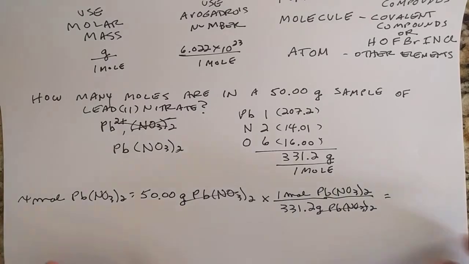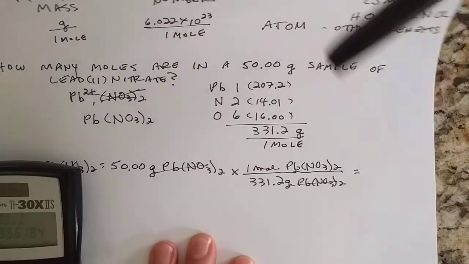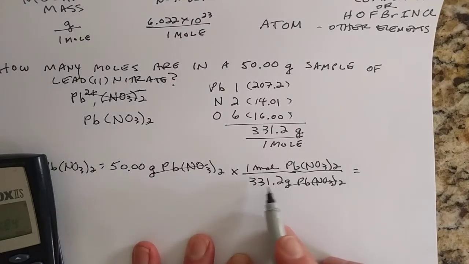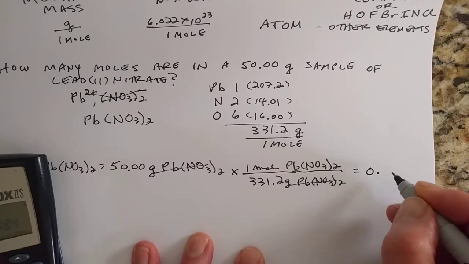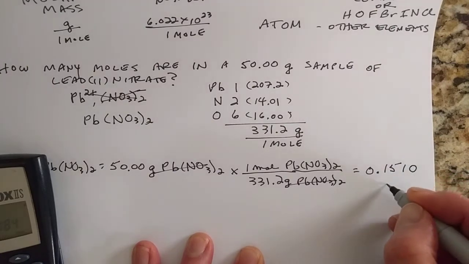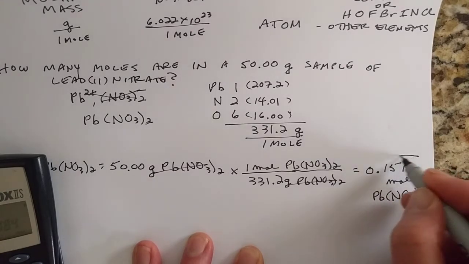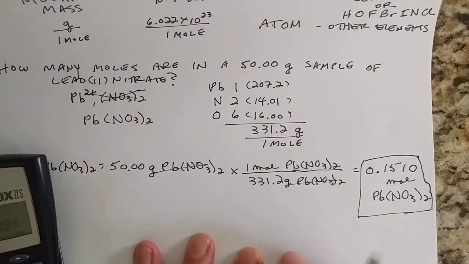We put in our equal sign and we do our calculation. So 50 divided by 331.2 equals. All right, and we want to make sure that we do the correct number of significant figures. So 50.00 has 4 sig figs, 331.2 has 4 sig figs, so our answer must have 4 sig figs. So 0.1510 moles of Pb(NO3)2. So that's how I want you to do your answer. The number, the unit, and the formula.